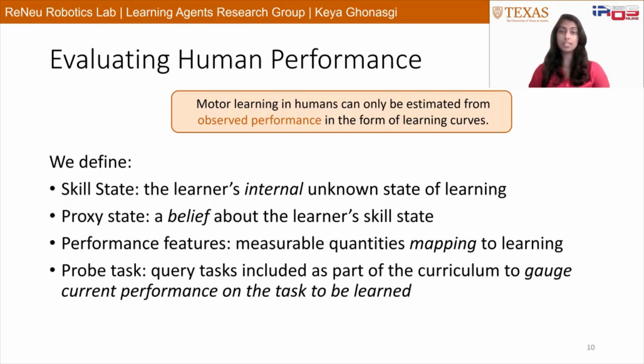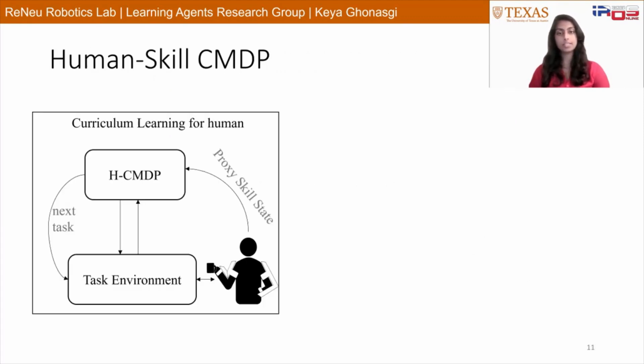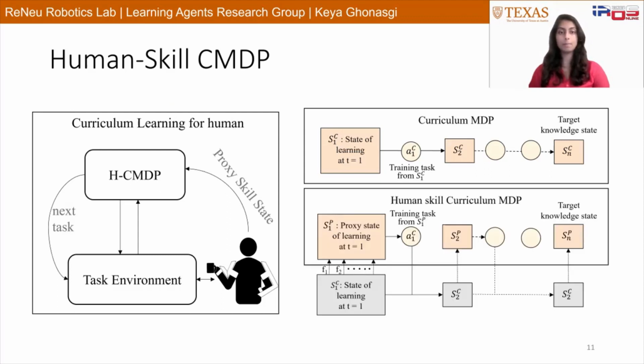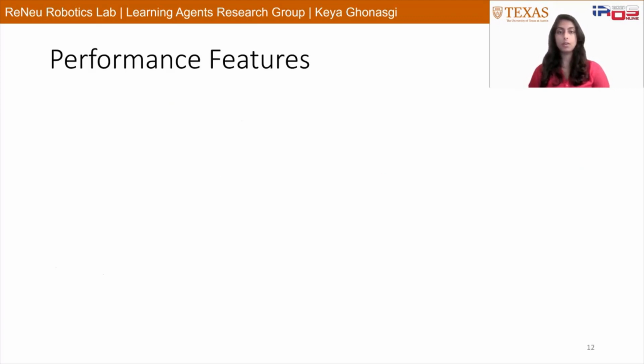The agent's policy is then replaced with the proxy skill state created using a set of performance features. Whereas a curriculum MDP training an artificial agent would use the agent's policy to select the next task, the human skill CMDP behaves like a partially observable MDP. The learner's skill state is hidden and is estimated as their proxy skill state to form the HCMDP state. Before we can proceed with using the HCMDP, however, we must define a set of performance features that provide information about the learner's skill state.